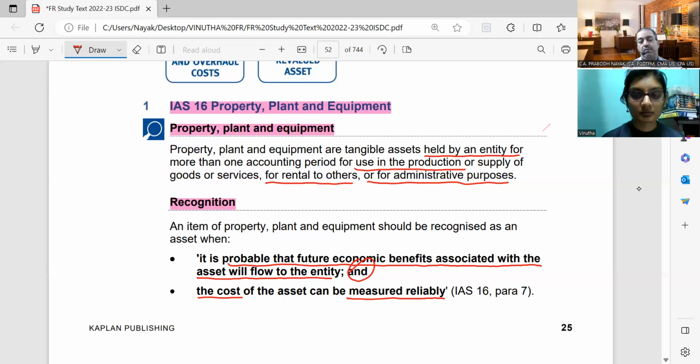Point number one, it is probable that future economic benefits associated with that asset will flow to the entity. That means the company will get the benefit of future cash flows arising from that asset. Say, for example, some property is there which you have let out on rental basis. So what are you going to receive in future? Rent. Is it going to be beneficial? Yes, of course. So future cash flows are going to be beneficial for the company.